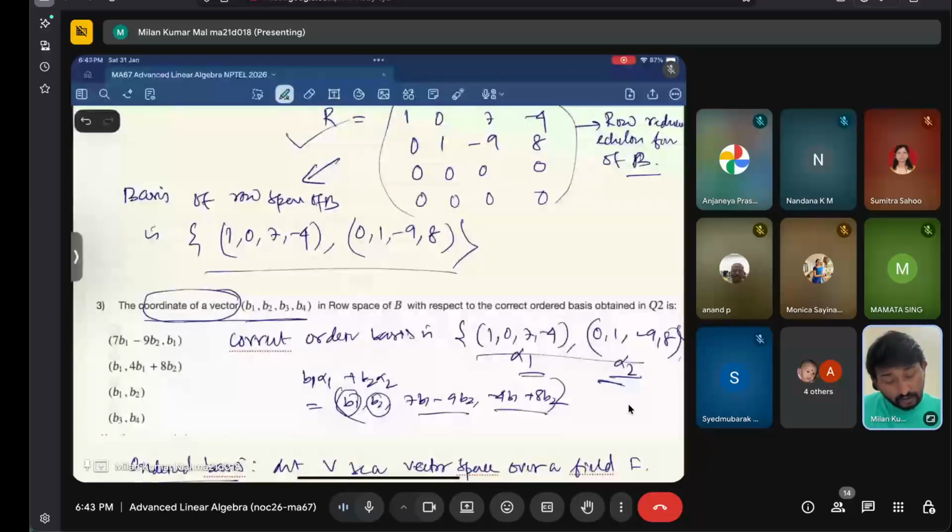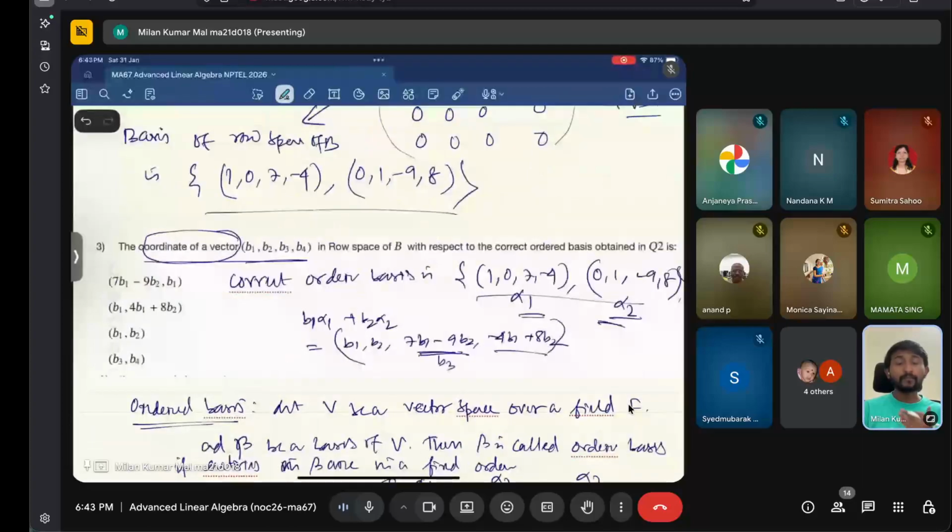So this has to be B3 and this has to be B4. If this is not matching with B3 and B4, the third term and fourth term respectively, in that case this vector will not be in the spanning set. But here it is given that this vector is in the row space. This is given.